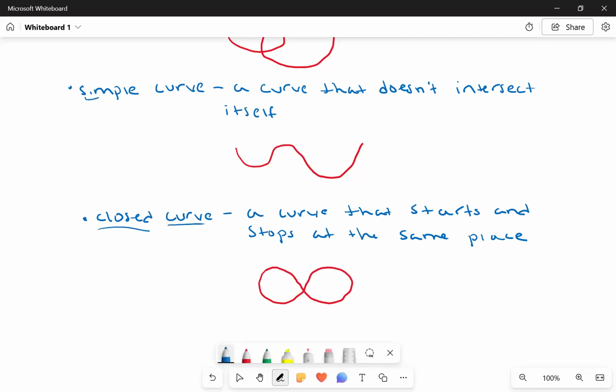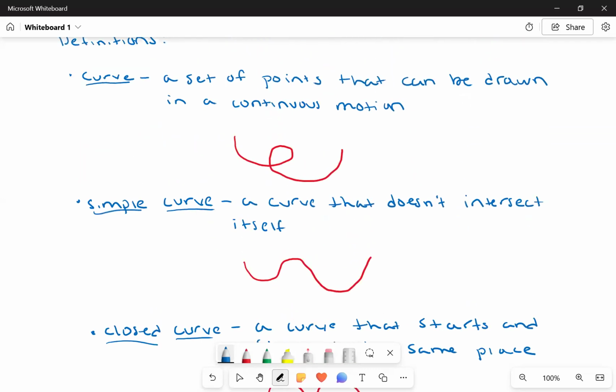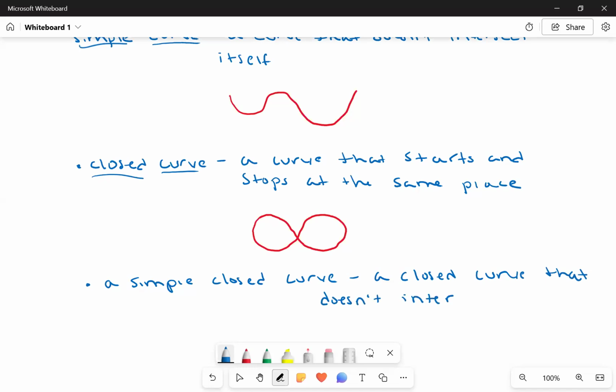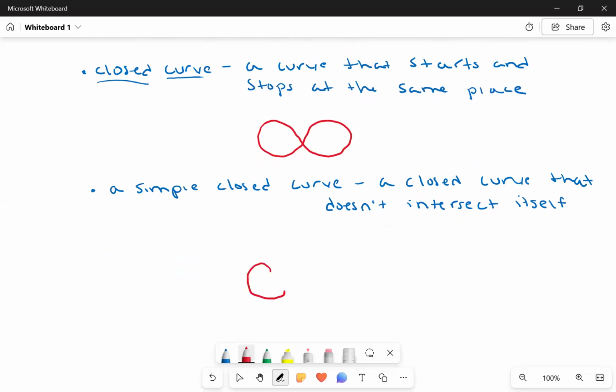I meant to underline these and I didn't, because we are doing some definitions and I like to underline the word we're defining. Putting those two ideas together, a simple closed curve is a closed curve that doesn't intersect itself. I don't know if I really needed to write this down since we defined the two words separately. An example would be a little bit of a clover, kind of weird looking, but that would work. A simple closed curve doesn't intersect itself, and starts and stops at the same place.